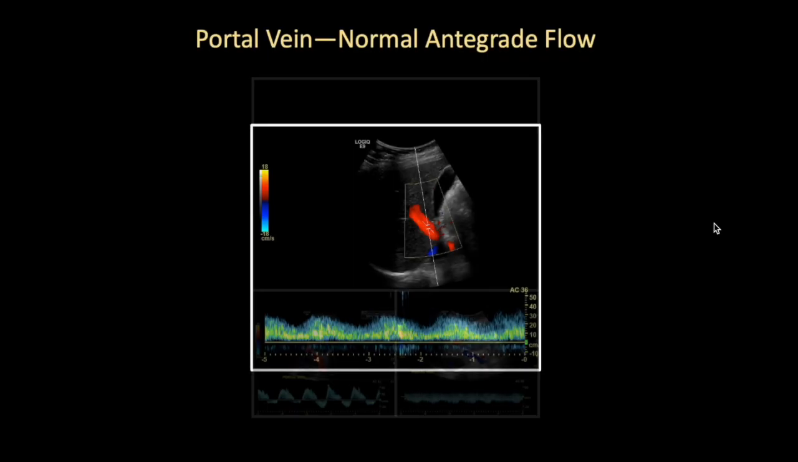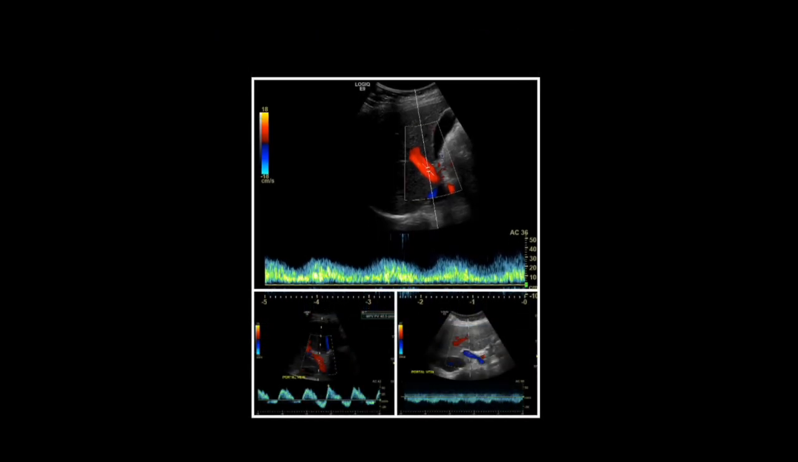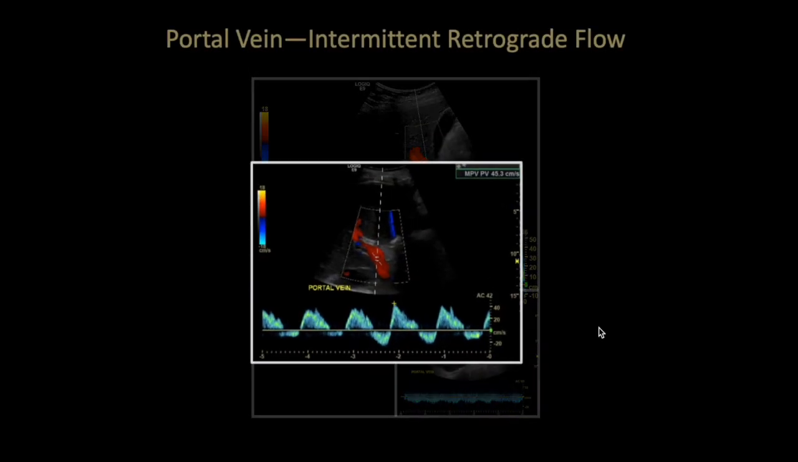Now, the portal vein normally always has antegrade flow, similar to the hepatic artery. And so this continuous antegrade flow is shown, but you can see that the phasicity associated with it is different from the hepatic artery. It's got more of this kind of undulating appearance. The portal vein supplies about 75% of the blood to the liver. So let's take a look at some abnormal ones.